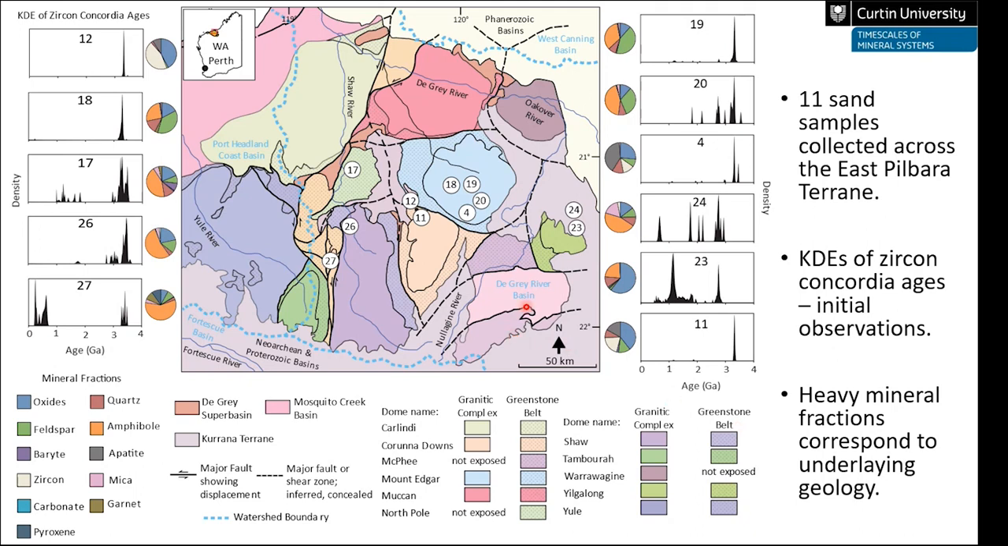And another observation is that modern day drainage systems seem to have little impact on the ages I obtain. So samples downstream from each other generally do not correspond in terms of age components obtained.